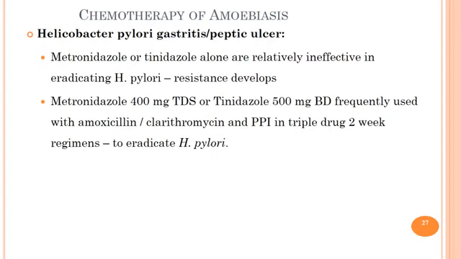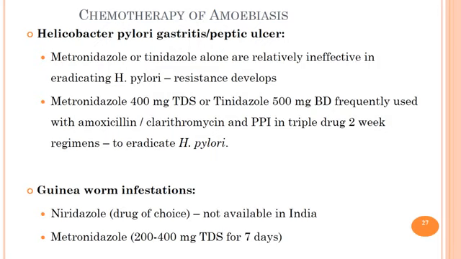Then Helicobacter pylori gastritis or peptic ulcer. Metronidazole or tinidazole alone are ineffective in eradicating H. pylori. As a result, resistance develops against this drug when used alone. Metronidazole 400 mg TDS or tinidazole 500 mg BD is frequently used with amoxicillin or clarithromycin and a proton pump inhibitor in a triple drug 2-week regimen.